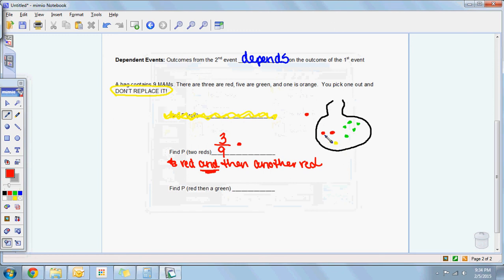So let's count them up. We only have 2 reds left in the bag. And what is your total now? We only have 8 left in the bag. Okay? So that's the difference with dependent events. You're not going to put that first item back, so it affects what you have left. So just like we did for independent, we're going to multiply the tops, multiply the bottoms.